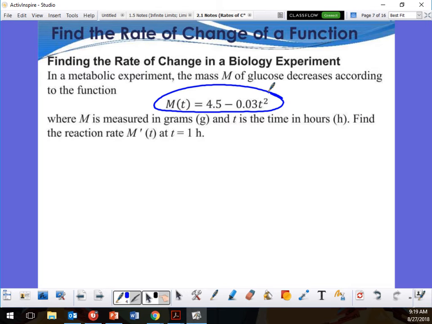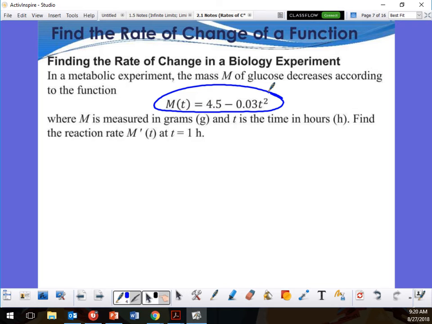When we get towards related rates later on, where we're actually doing the optimization and stuff like that, it's very important that we identify that everything is in terms of time. So M is measured in grams, G, T is time in hours, H. Find the reaction rate, M prime of T, at here.